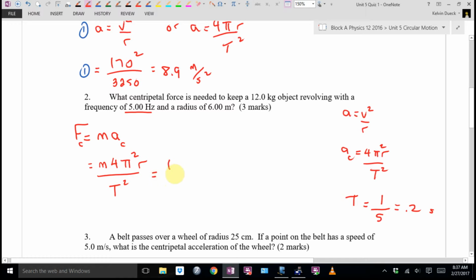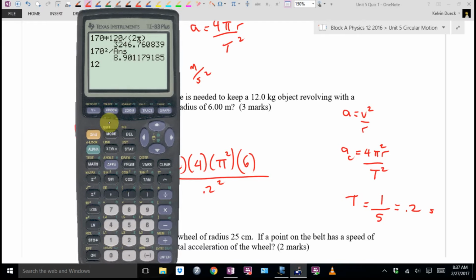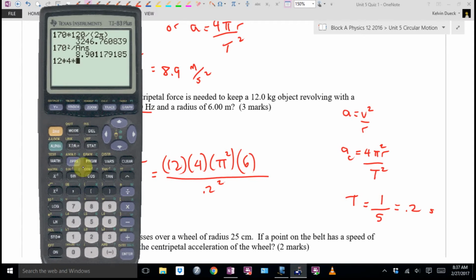It's going to be m, 12, 4 pi squared, 6 meters divided by 0.2 squared. If I recall this one, you get a massive answer, which at first scared me until I thought about what was actually happening here. Let me crunch the numbers first. Yeah, 71,100 newtons.